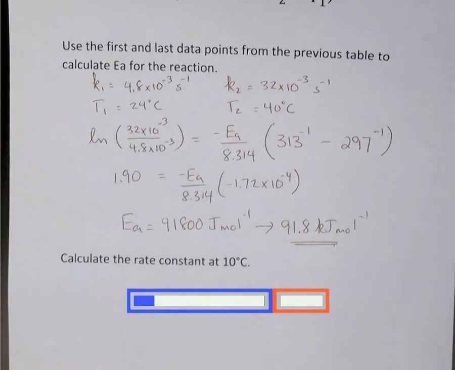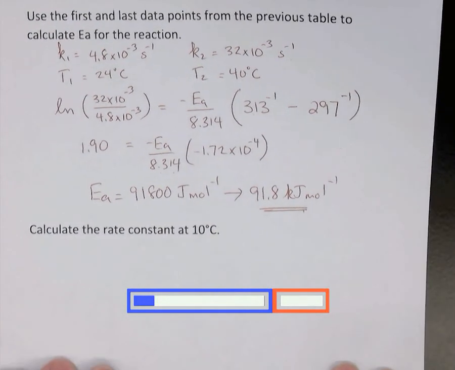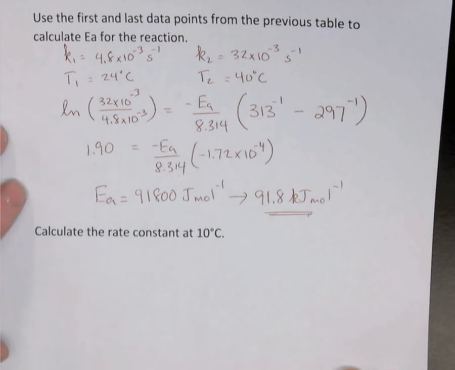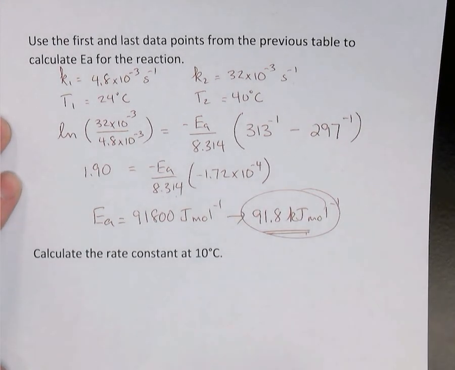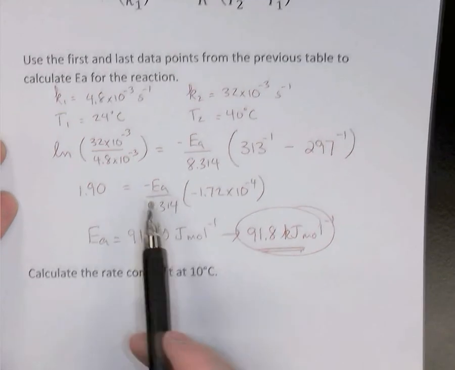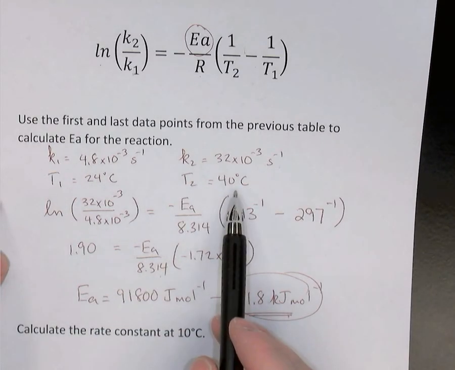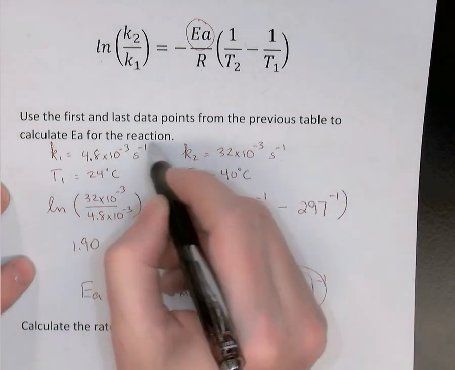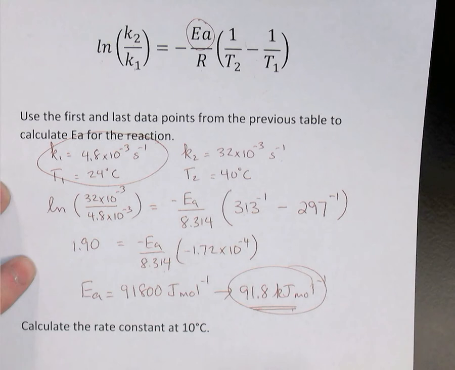So now let's do another calculation. Let's calculate the value of the rate constant at 10 degrees Celsius. And to do that, we're going to use the EA that we just found. So now we need one other point. We can use one of these points here if we want, or we can use a different point from the table. I'm going to use this point here as one of my 2 points.